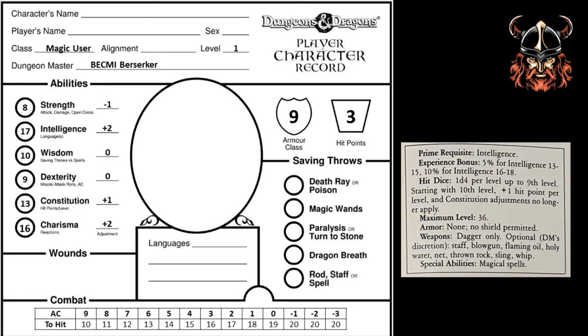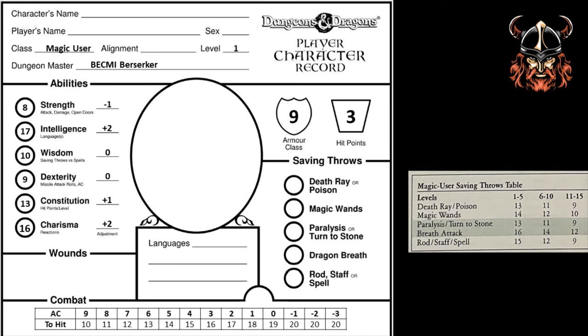The next thing I need to do is add my magic user's saving throw scores to this sheet. In BECMI, saving throw scores are determined by class, as shown on this table, so all we need to do is transfer the numbers for level 1 onto my sheet. So Death Ray or Poison is 13, Magic Wands is 14, Paralysis or Turn to Stone is 13, Dragon Breath is 16, and Rod, Staff or Spell is 15.